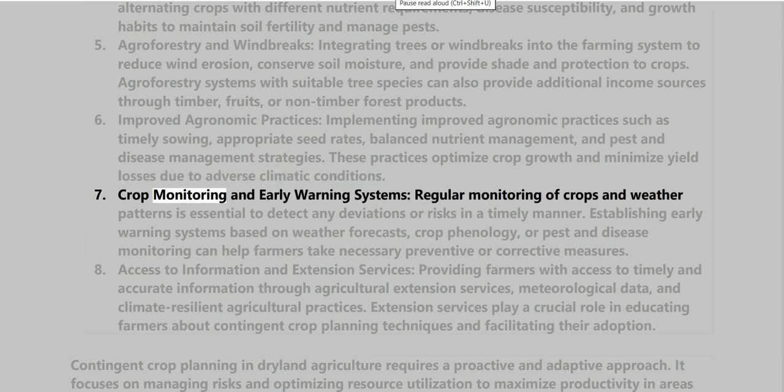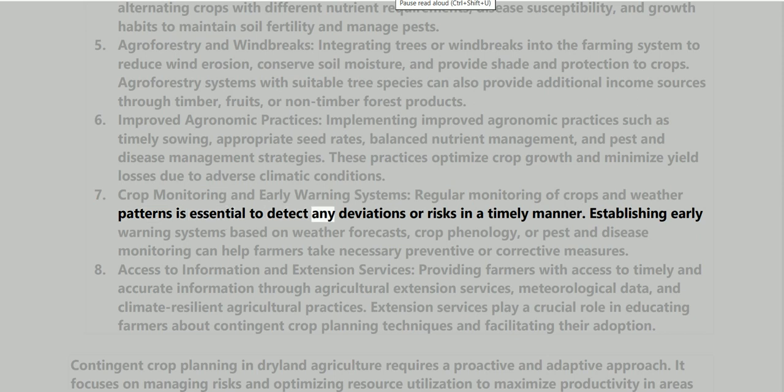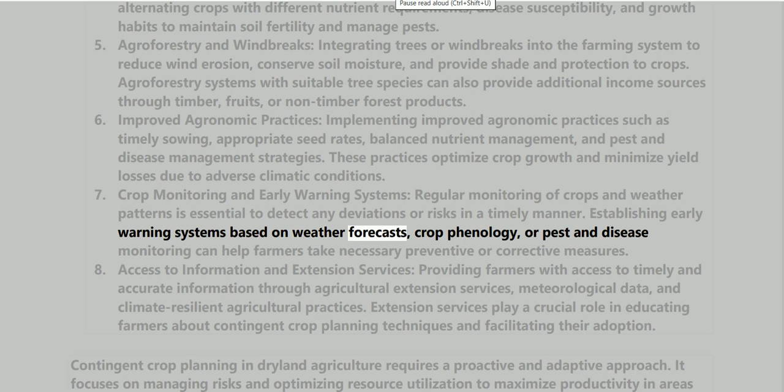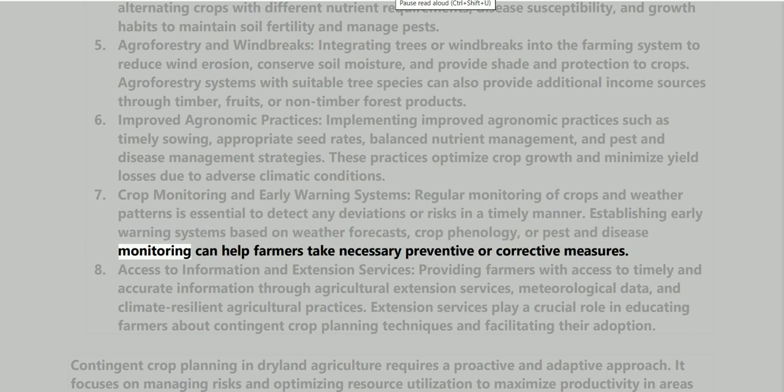7. Crop monitoring and early warning systems, regular monitoring of crops and weather patterns is essential to detect any deviations or risks in a timely manner. Establishing early warning systems based on weather forecasts, crop phenology, or pest and disease monitoring can help farmers take necessary preventive or corrective measures.